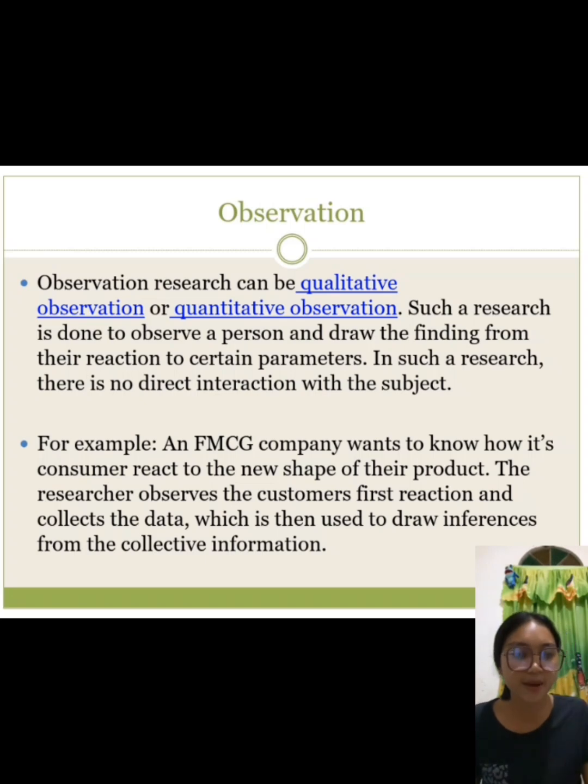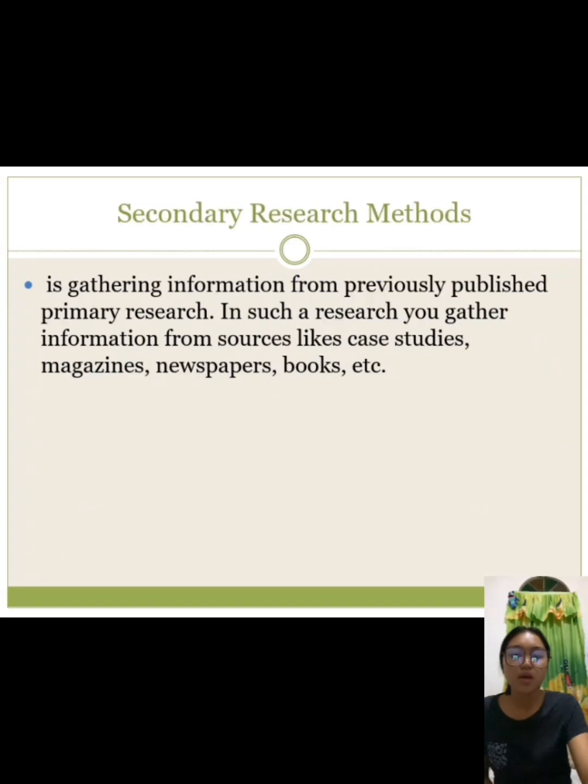So here is an example. An FMCG company wants to know how its consumers react to the new shape of their product. The researcher observes the customers' first reactions and collects the data, which is then used to draw inference from the collective information. And the second method is the secondary research methods.